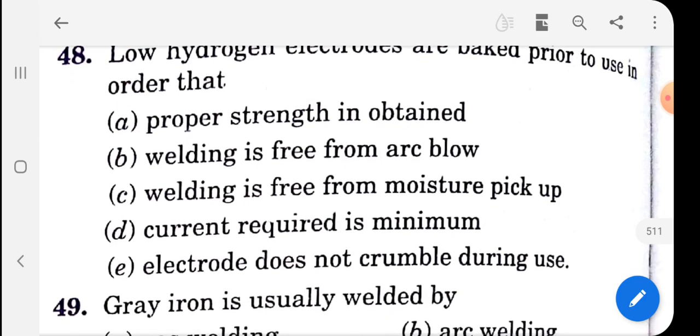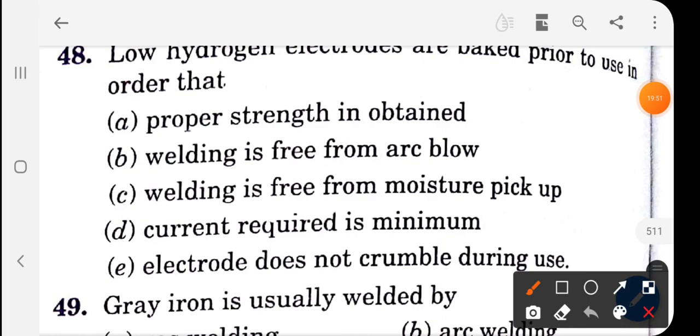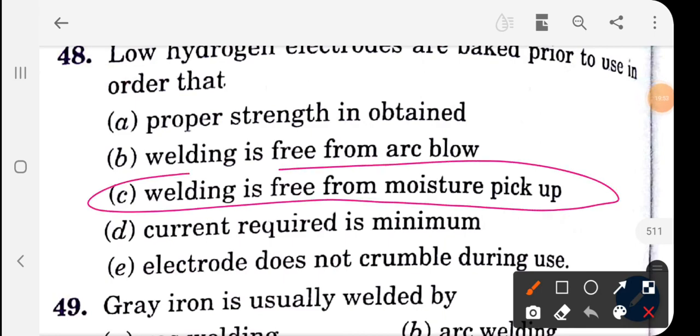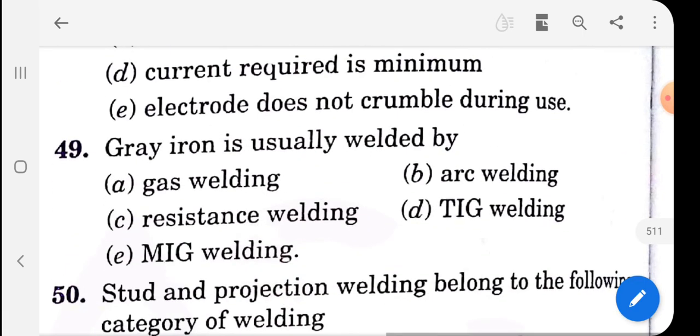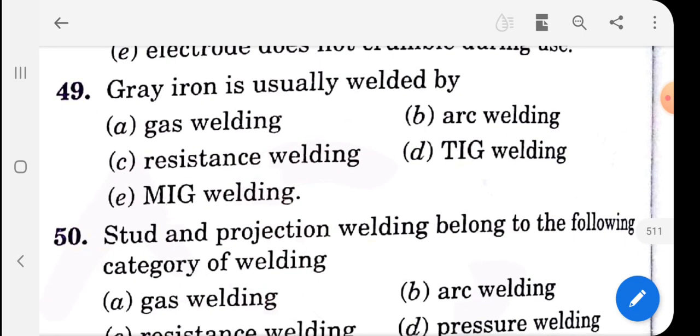48. Low hydrogen electrodes are baked prior to use in order that welding is free from moisture pickup. So this is the C, I think. 48 is C. So that is a correct statement. If it is a low hydrogen electrode, bake it prior to use, so the moisture will be gone because of heating.